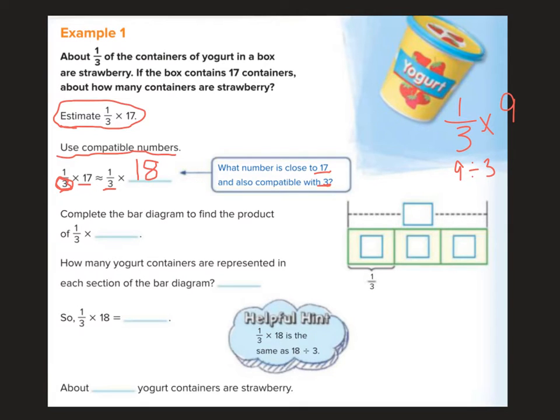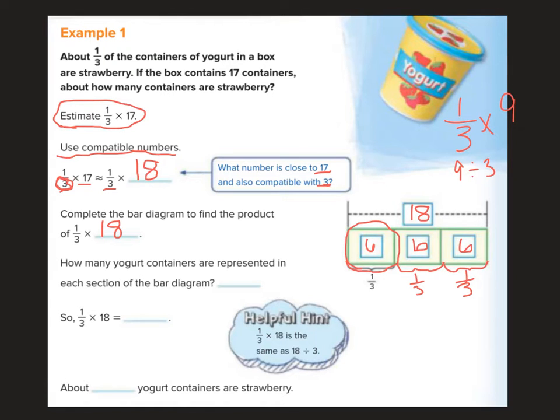Complete the bar diagram to find the product. 1/3 times 18. If my whole thing is 18, each one of these is 1/3, so it makes up the whole thing. If I divide 18 into 3 equal parts, then I'm going to have 6 in each part. 6 plus 6 plus 6 makes 18. So that means that 1/3 of those equal parts are 6.